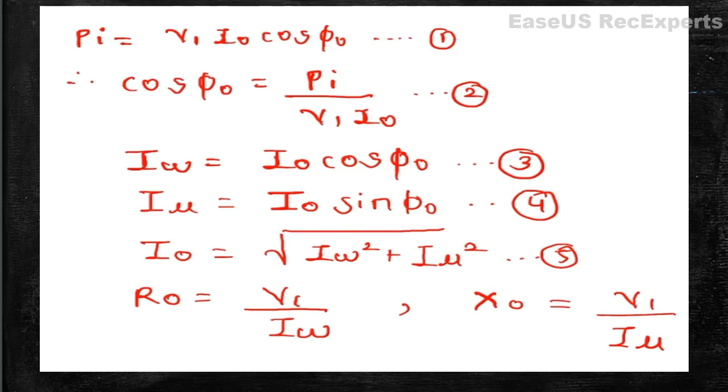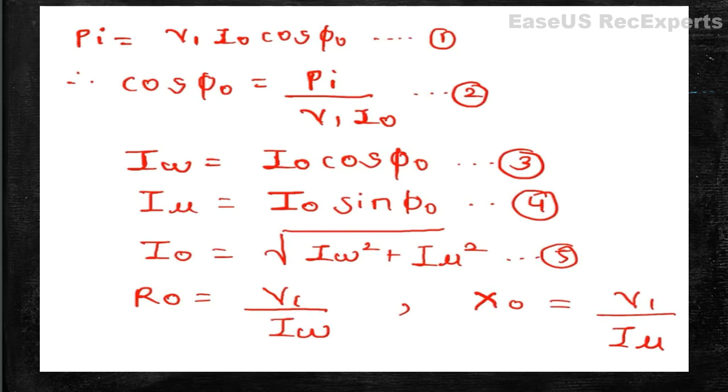Now we know that in the equivalent diagram, the parallel branches of R0 and X0 are connected to the no load transformer. Now we will find the formula of the magnetizing current. The formula for working current can be written as Iw = I0 cos phi 0. Similarly, the formula for magnetizing current can be written as I mu = I0 sin phi 0.